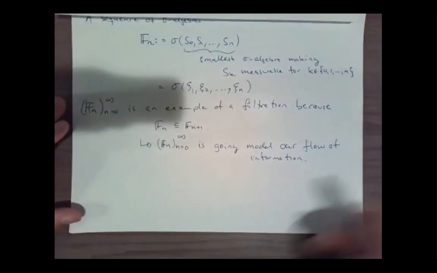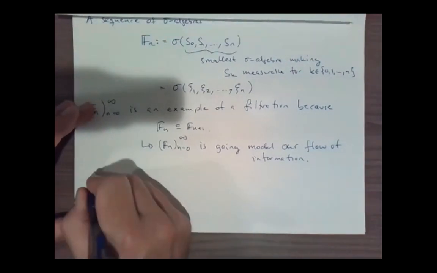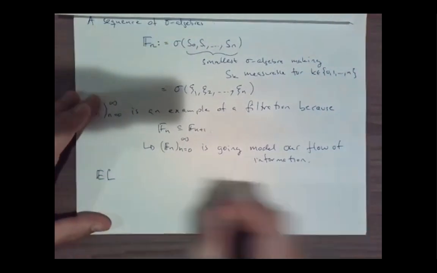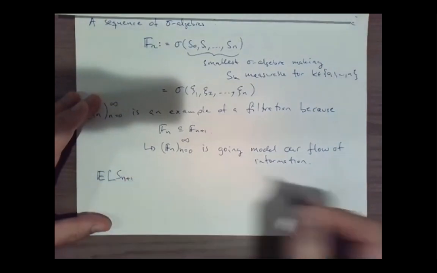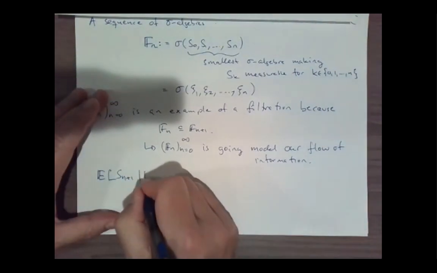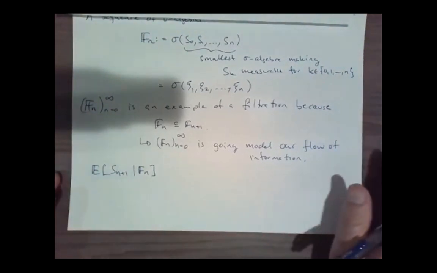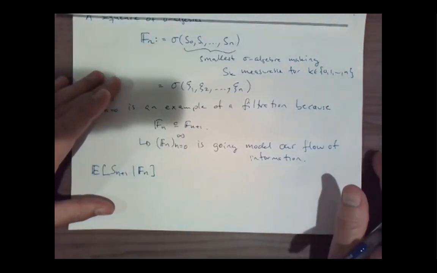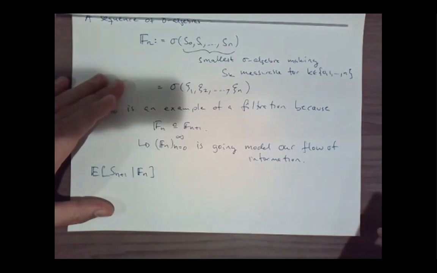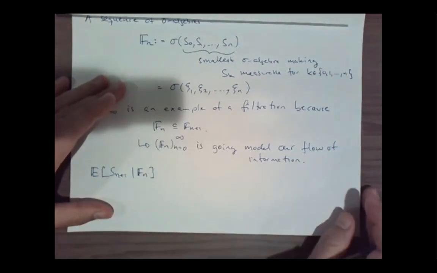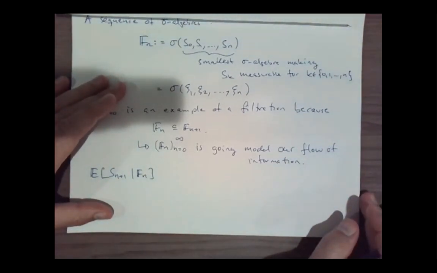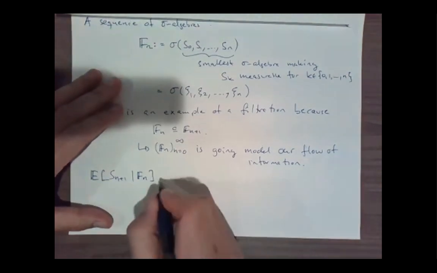So let's try to compute. If we want to compute something like an expectation, say, of the stock price at time n plus 1 given Fn, this is what we've been working so hard to become able to do. So let's try to do it. Let's warm up with this one. So how would we do it?